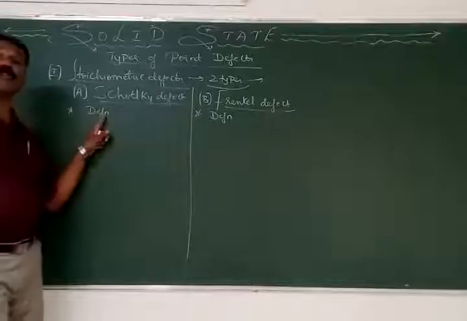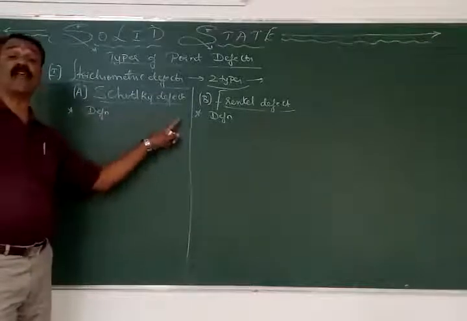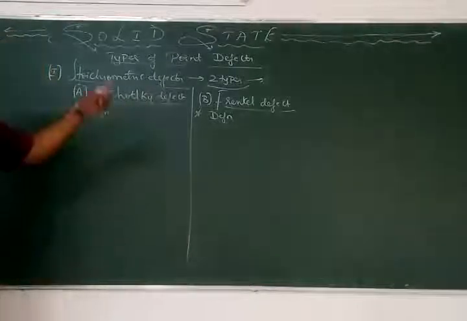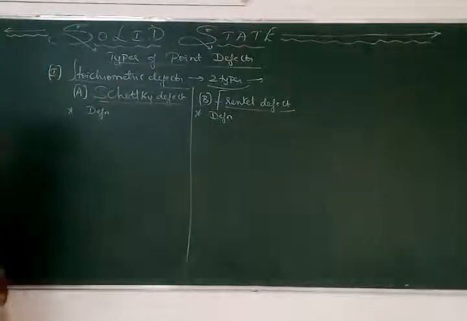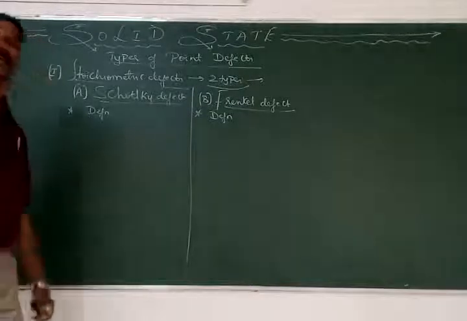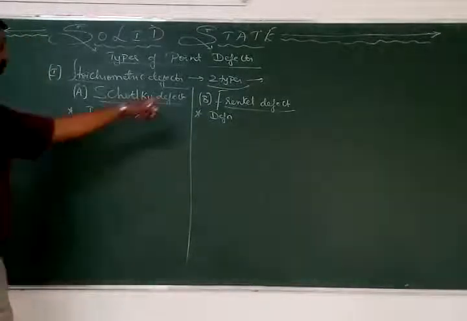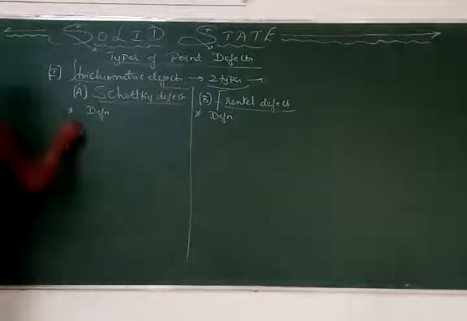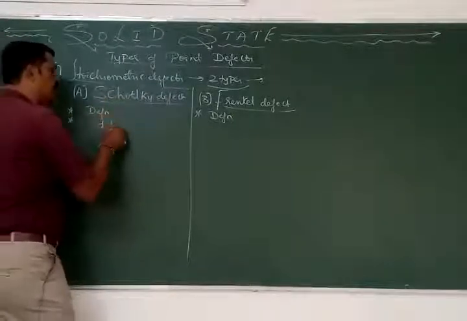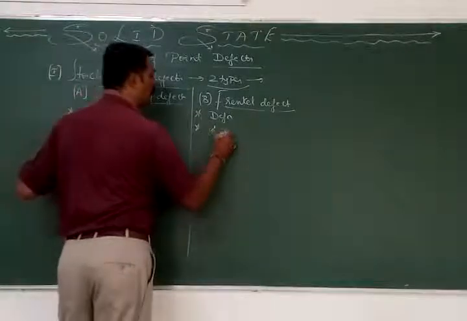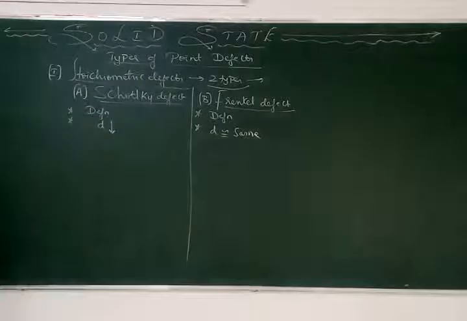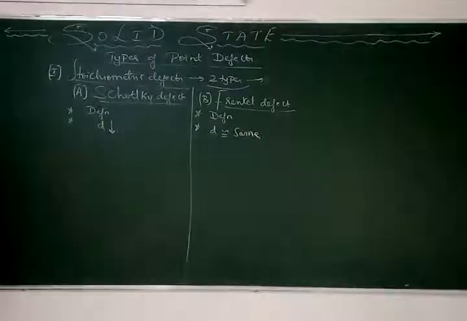Missing of an equal number of cations and anions from their lattice points is called what defect? The Schottky defect. There, it is the entering of the cations, preferably from their original lattice points, into the interstitial positions, and that refers to the Frenkel defect. So here the density of the crystal decreases, and here the density remains nearly the same.